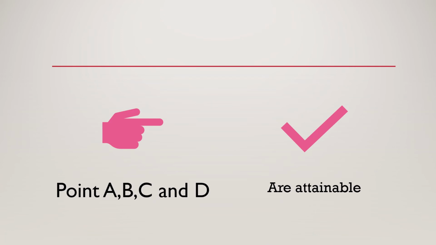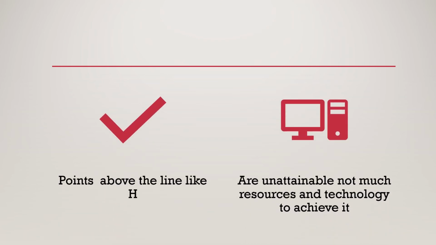Like I've said before, the points on the line, which are A, B, C, and D, are attainable. This is where you fully utilize your resources and the technology available. On the other side, you have point H, which is above the line. These points are unattainable, as I don't have the resources and technology to achieve this kind of productivity.